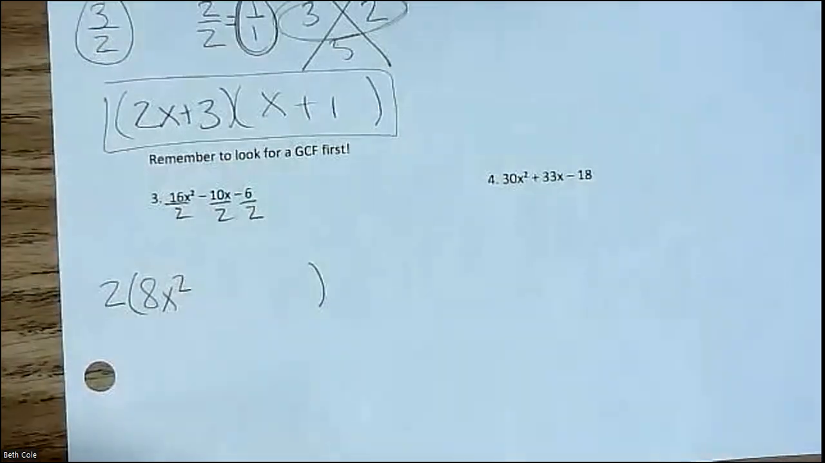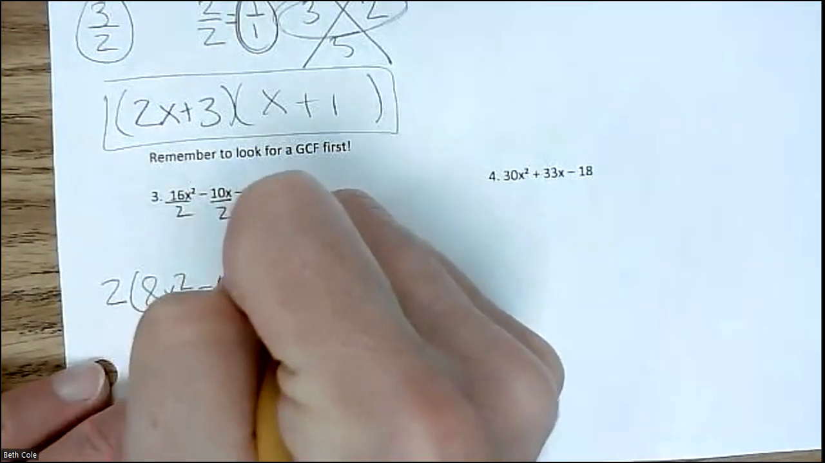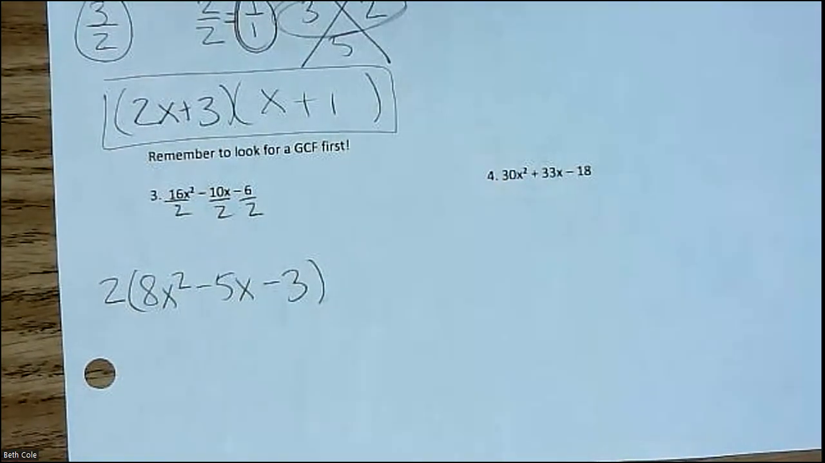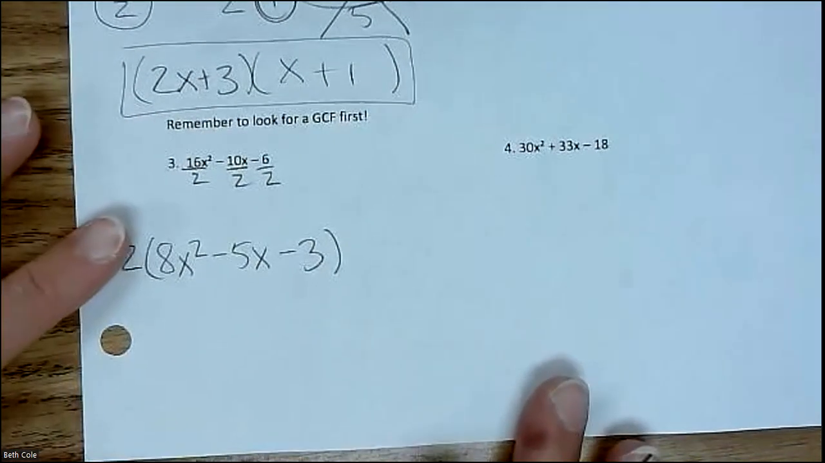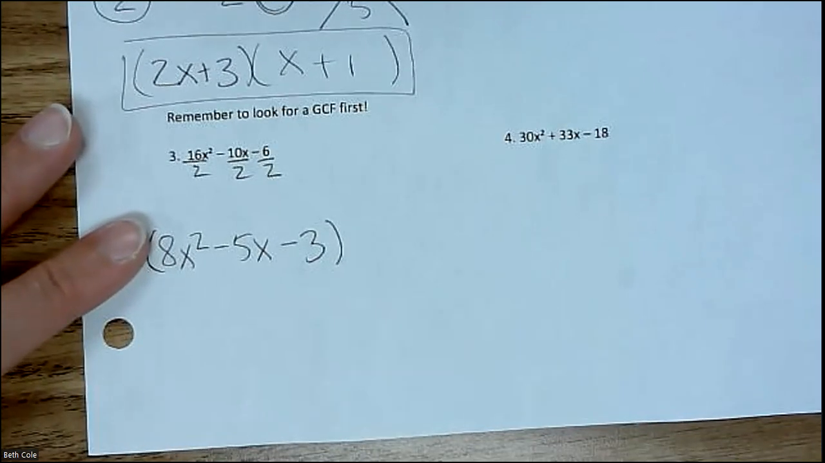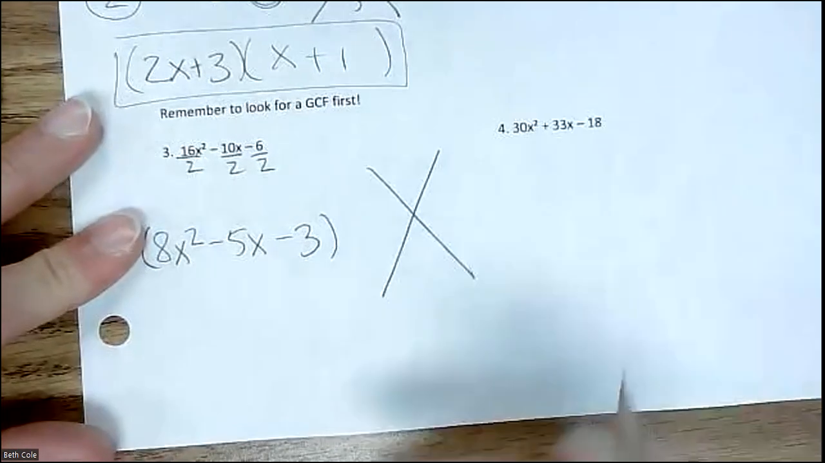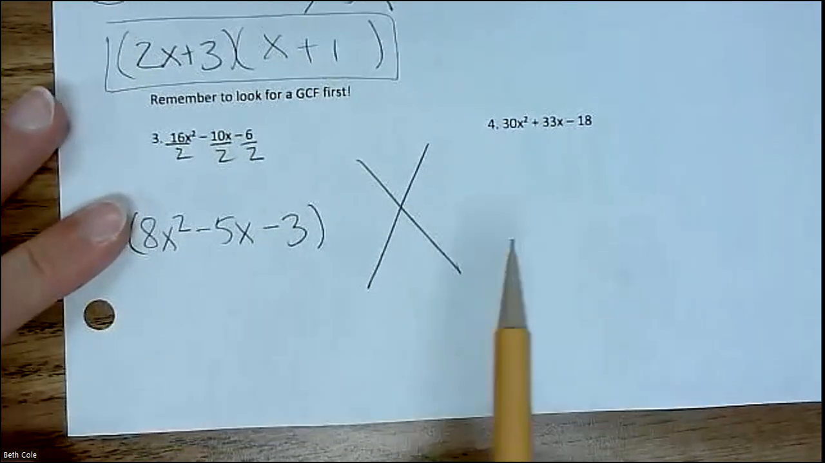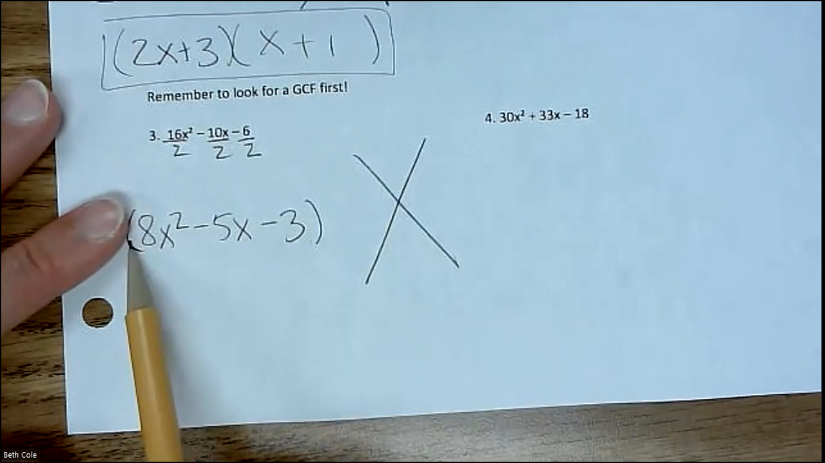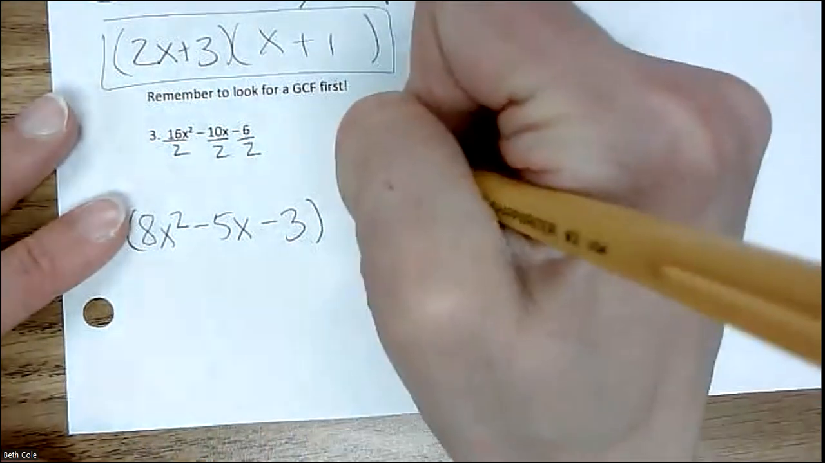8x squared minus 5x minus 3. I'm just going to take my finger and cover up the 2. We'll bring it back at the end. So draw a big old X. What's going to go on the top? Good. 8 times negative 3 will give you negative 24.